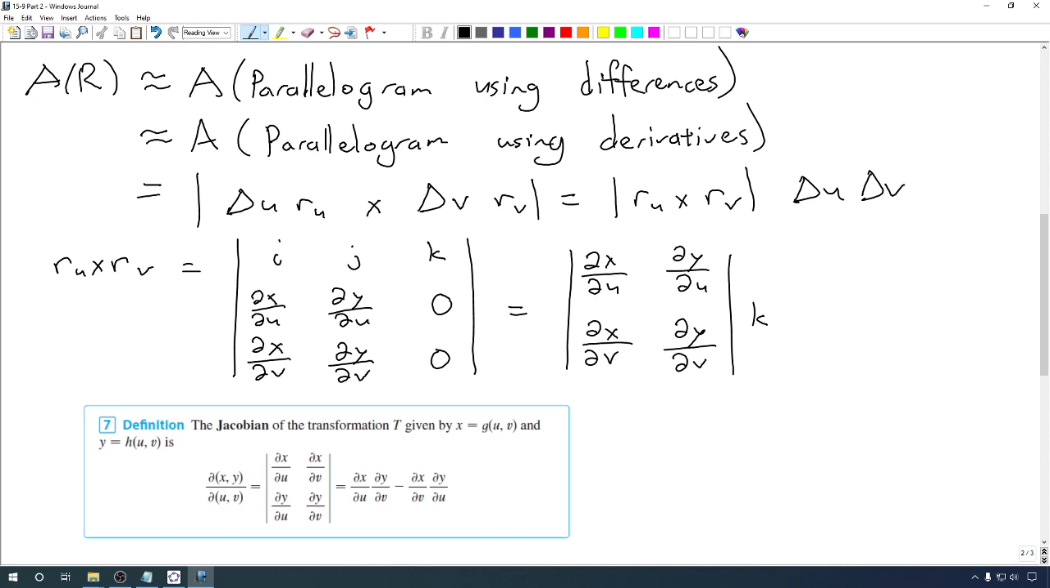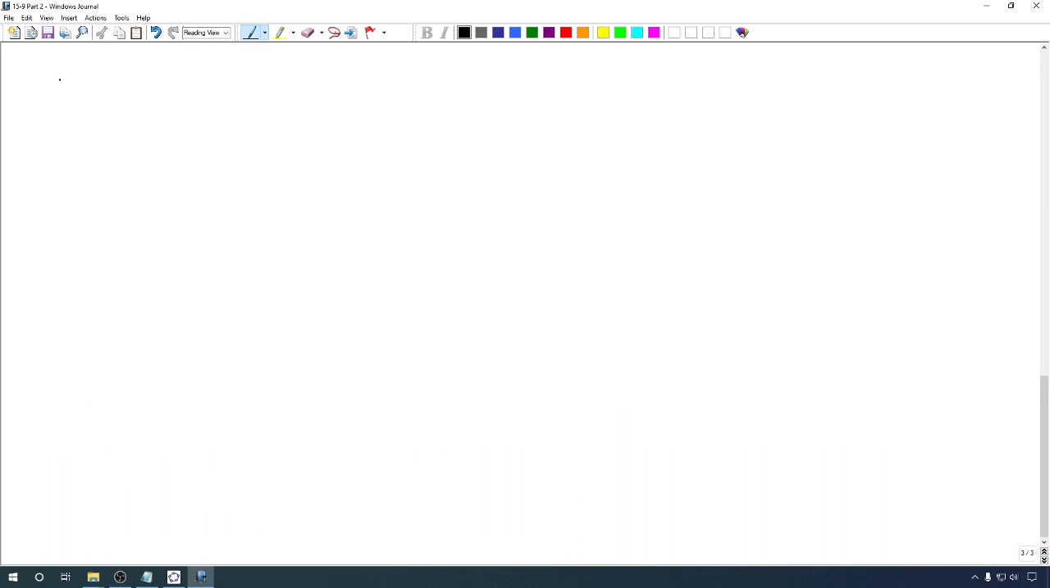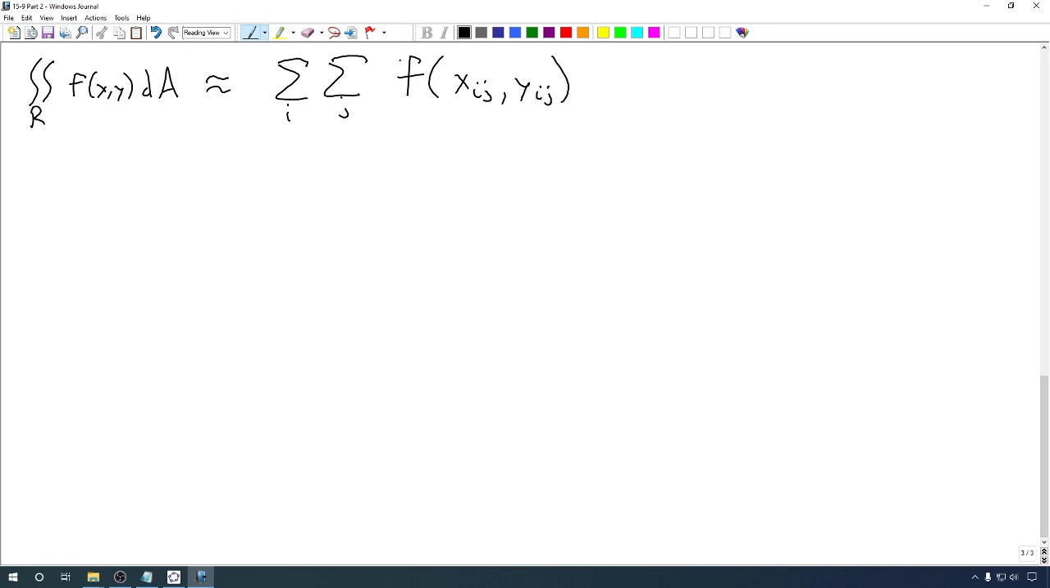And then when we do that, we can actually set up a Riemann sum. Basically, we have that the double integral over R of some function f of x, y, dA is approximately some Riemann sum. Obviously, we're approximating things here. This is not super precise or anything like that. But the idea here is that we take sample points for x and y that we plug into f.